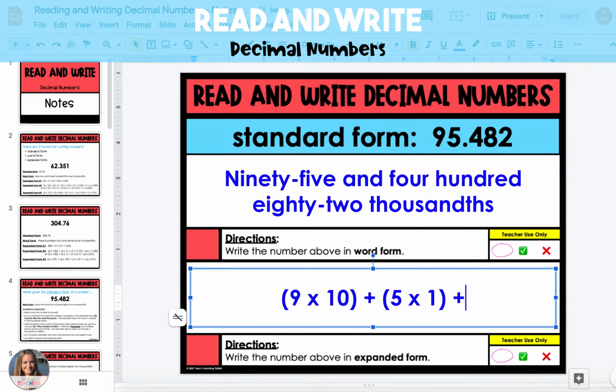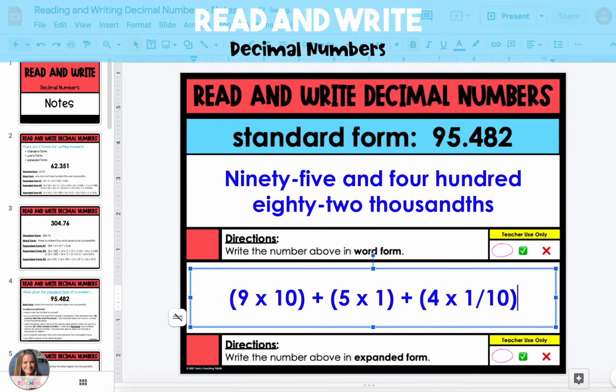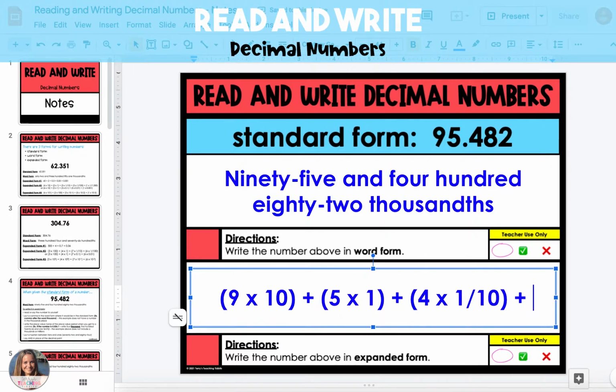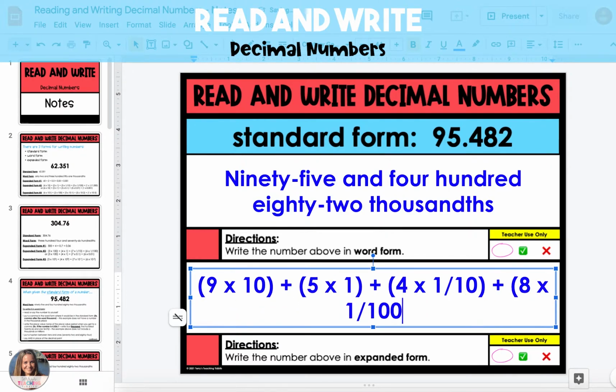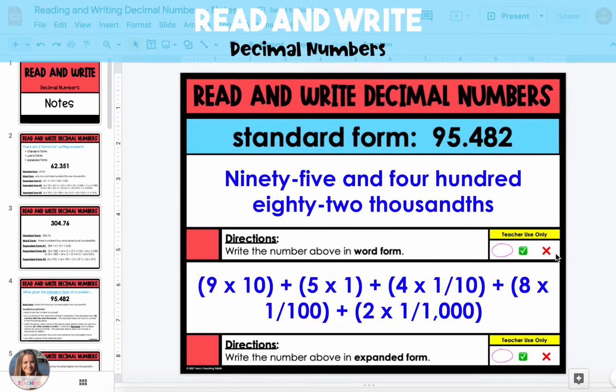Then we'll add the 4 in the tenths place, which we can write two different ways. We can write it as 4 times 0.1 as a decimal, or we can write it as 4 times 1/10 as a fraction. Then we'll add the 8 in the hundredths place, which is 8 times 1/100th. And then finally, we will add the 2 in the thousandths place, which is 2 times 1/1000th. So the expanded form of the number is simply taking each digit and writing it as an expression of that place value.